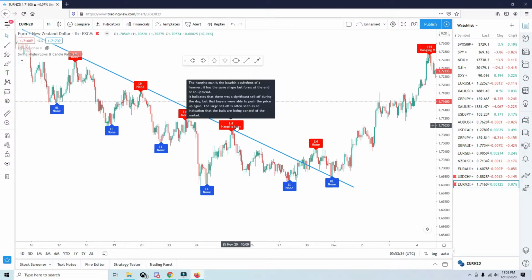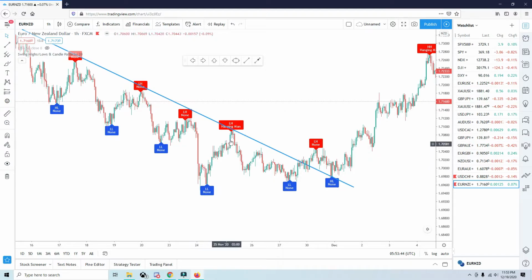A hangman basically, well, right here, it says it indicates that there was a significant sell-off during the day, but the buyers were able to push the price up again. All right. The large sell-off is often seen as an indication that the bulls are losing control of the market. Okay, so you can see we had a bullish little pullback on this trend.